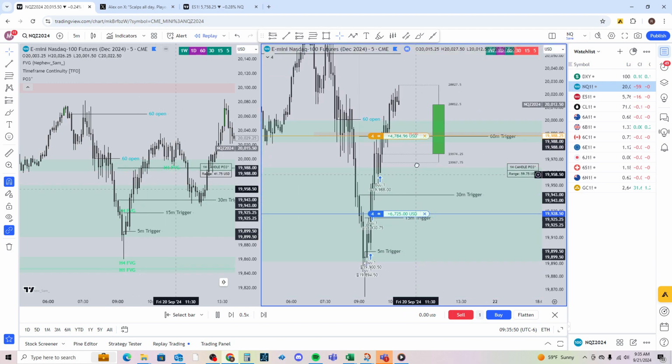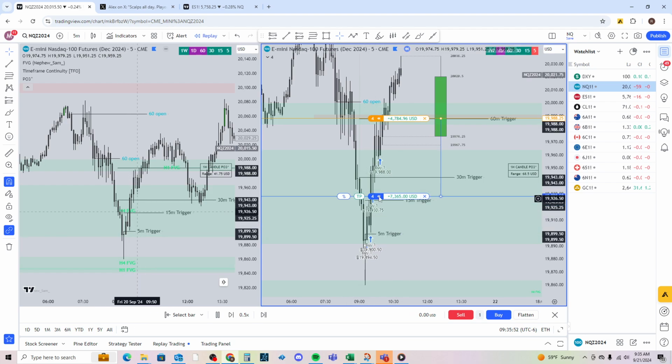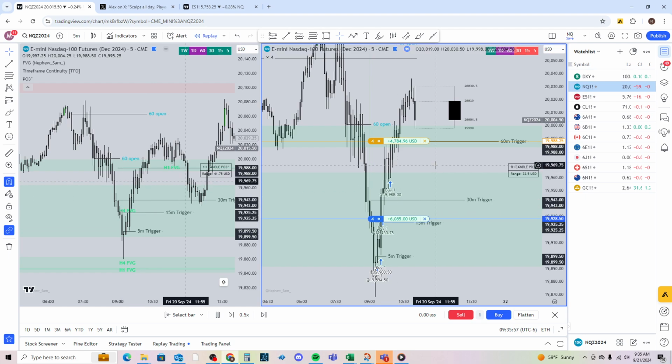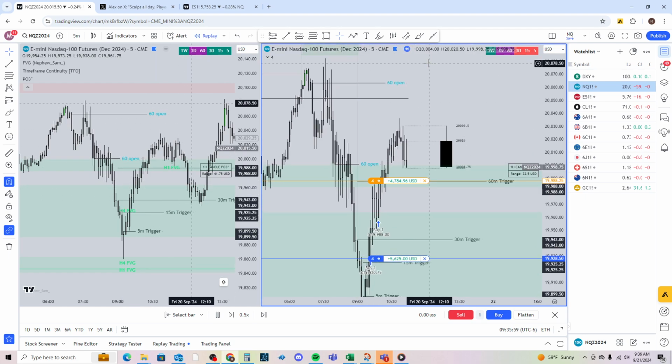And I know a couple of these weren't the best entries. It should be one here. But that's what adding to a winning position does.